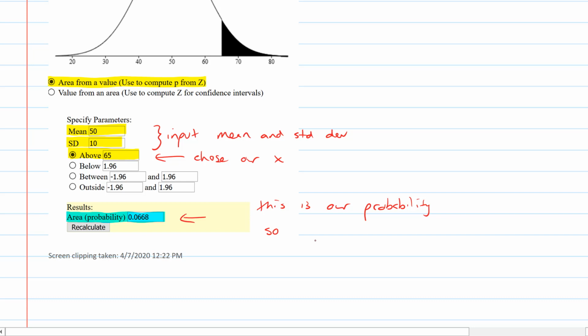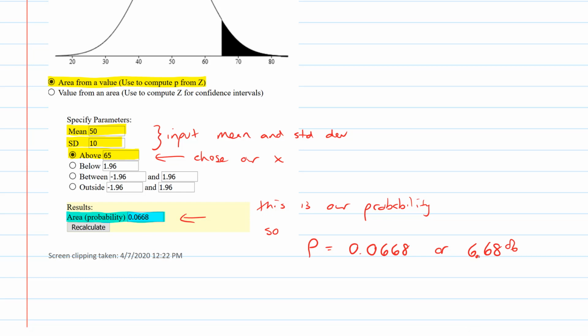So the probability that x is greater than 65 is equal to 0.0668, or if you prefer, you could write it as a percentage, which is 6.68%. And this is probably a bit more precision than the original question called for. So if you rounded that to either 6.7 or 7%, those would be okay as well.